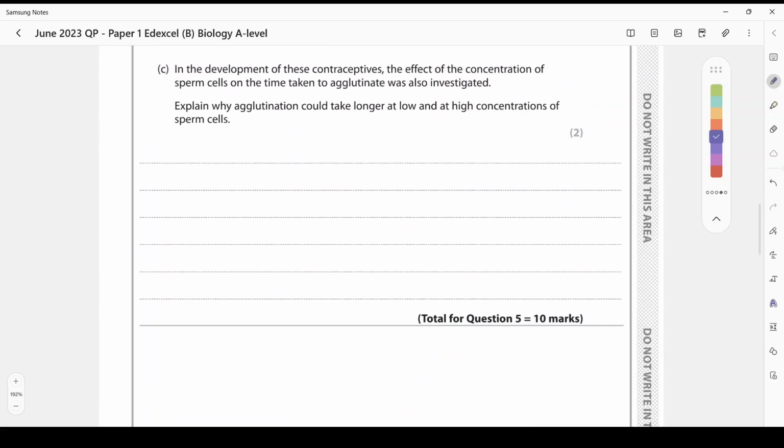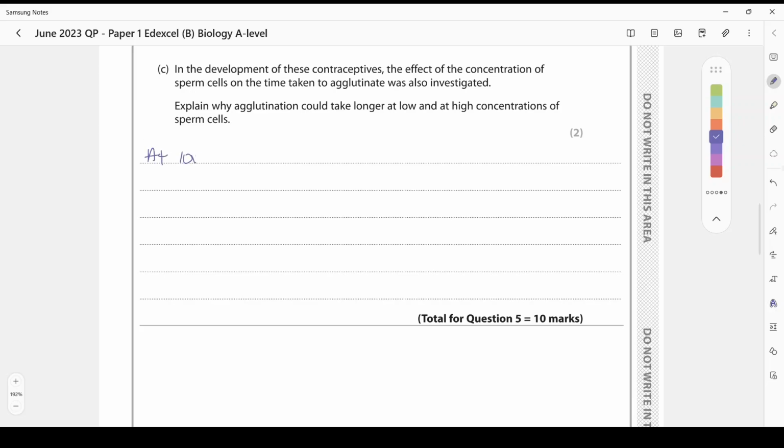Part C, in the development of these contraceptives, the effect of the concentration of sperm cells on the time taken to agglutinate was also investigated. Explain why agglutination can take longer at low and at high concentrations of sperm cells. Okay, so at low concentrations, it would take longer because of the infrequent collisions between the antibody and the sperm. And at high concentrations, it would take longer because there might not be enough antibodies to sort of agglutinate the sperm cells. All right, let's write that down.